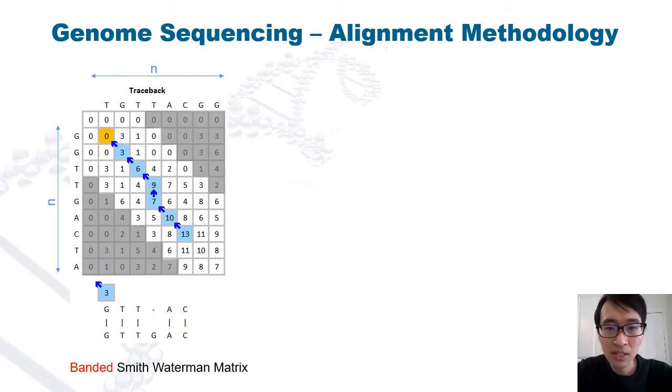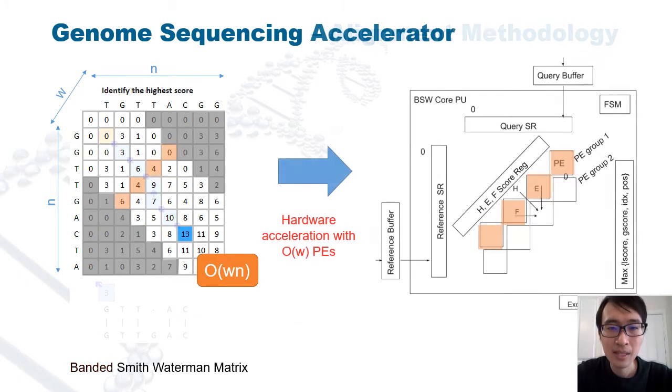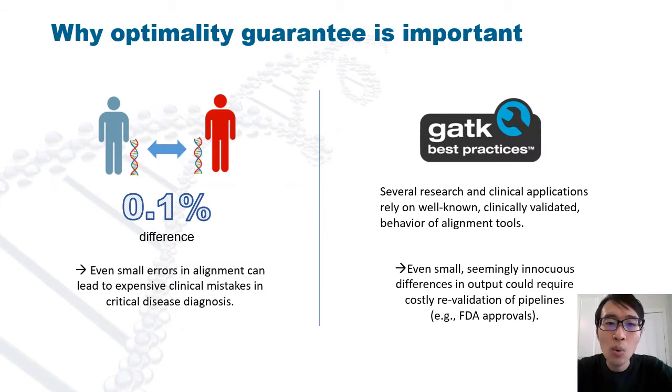There is also a banded version of Smith-Waterman which calculates scores within a band of size w and provides alignment with edits up to 1/2 of w, with order of wn complexity. Hardware accelerators typically use a systolic array with order of w PEs. While the widely used BSW algorithm cannot always achieve optimal alignments, we argue that guaranteeing optimality is essential.